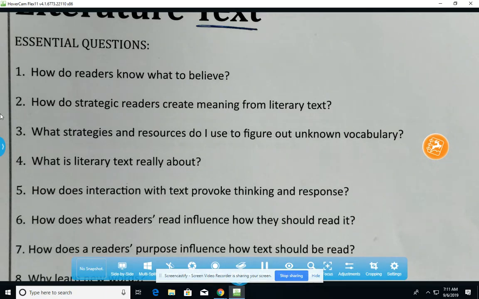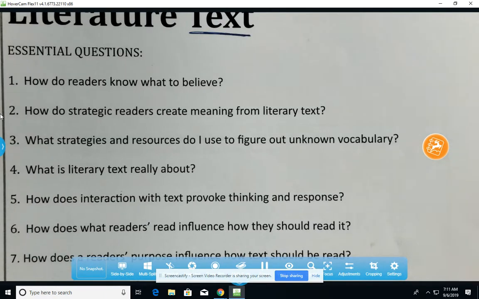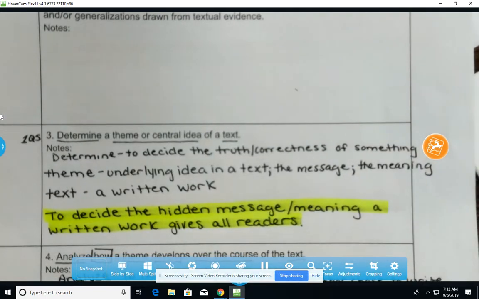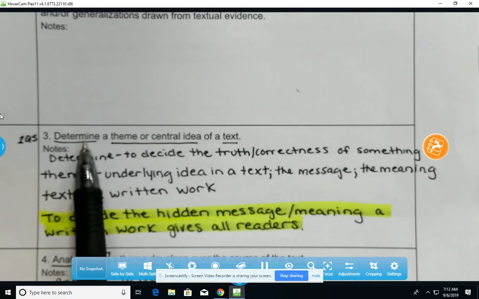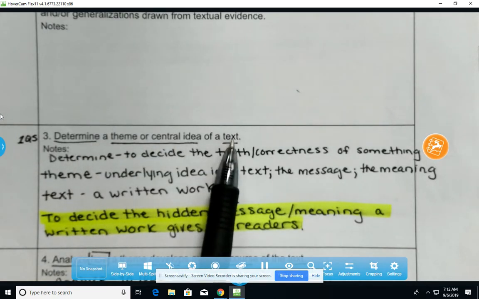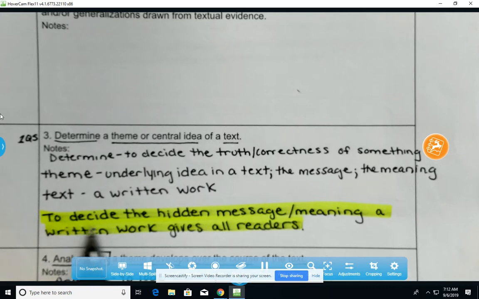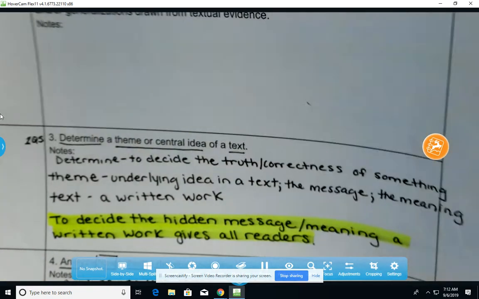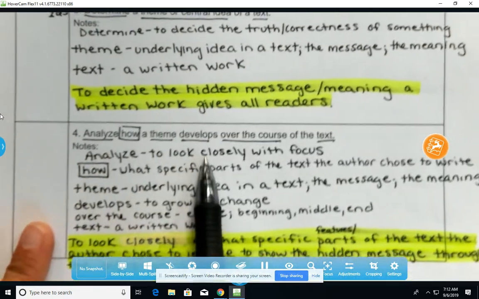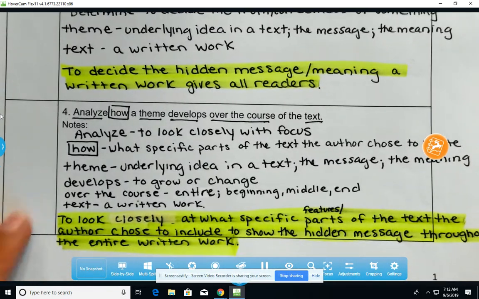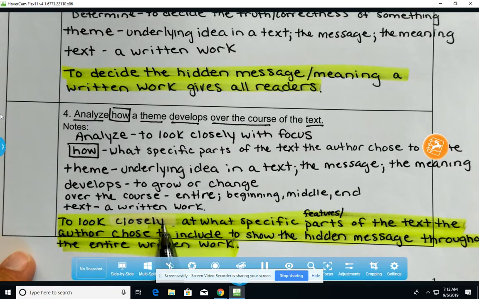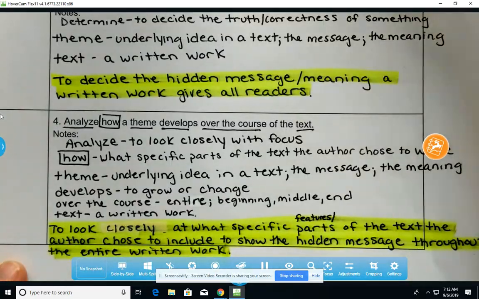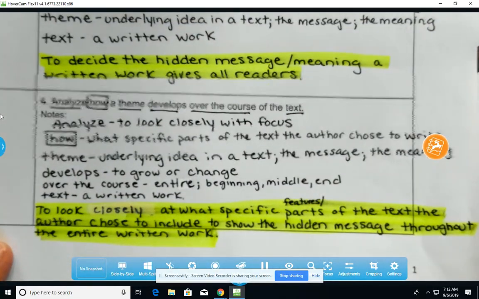So let's break down those learning targets. We're in the literature learning target packet. We talked about this yesterday, but just to review, determine a theme or a central idea of a text is just a fancy way of saying we're going to decide the hidden message or meaning a written work gives the reader. And to analyze how a theme develops over the course of the text is a fancy way of saying that we're going to close read at what specific parts or features of the text the author chose to include to show the hidden message throughout the entire work.